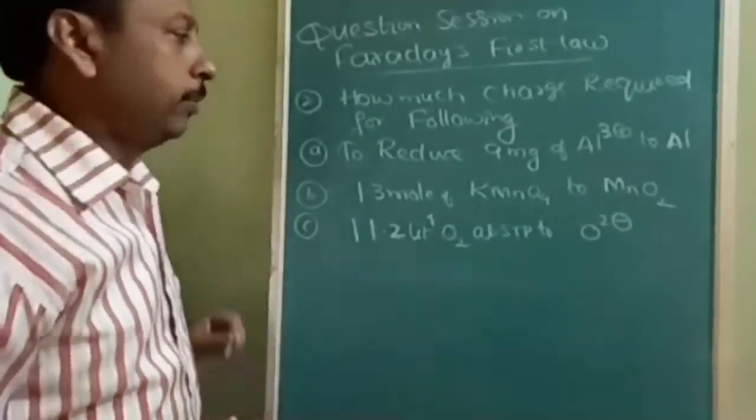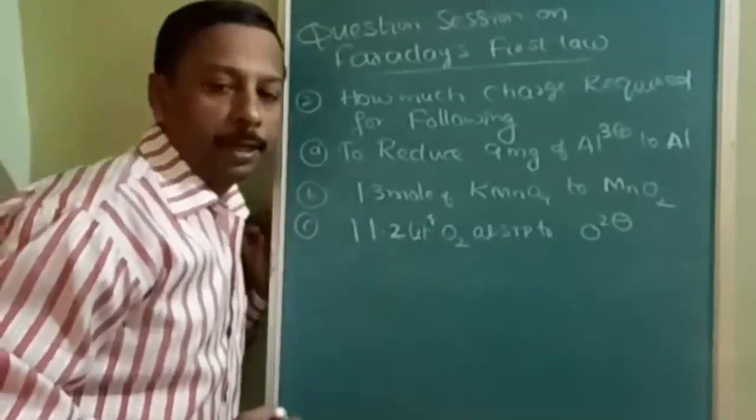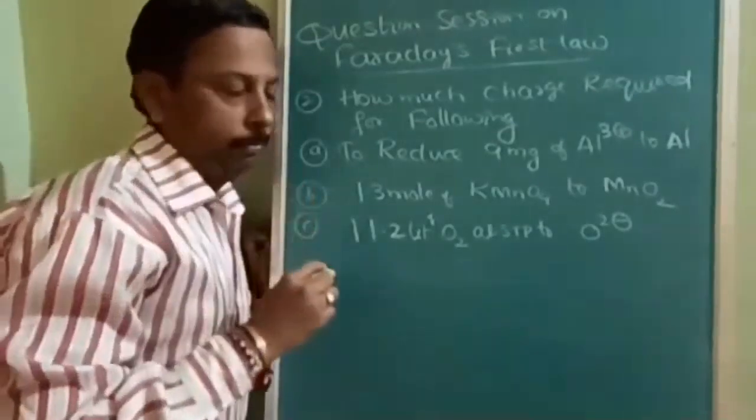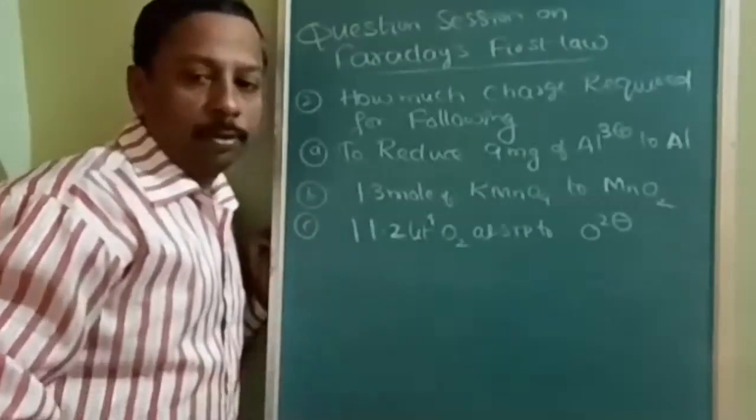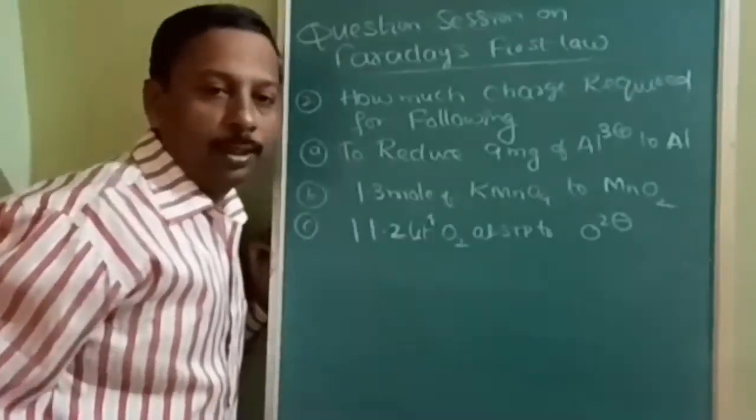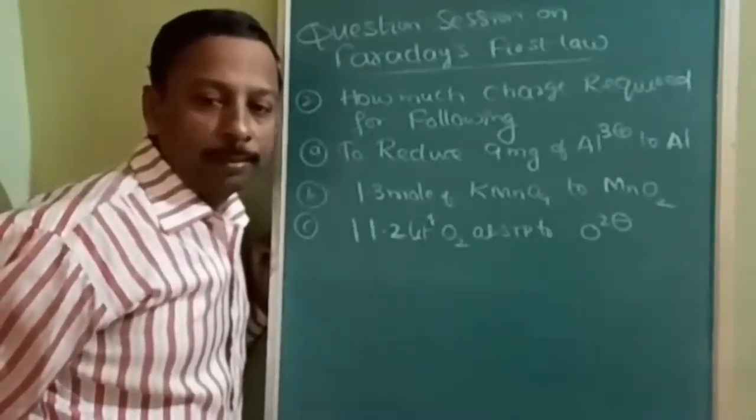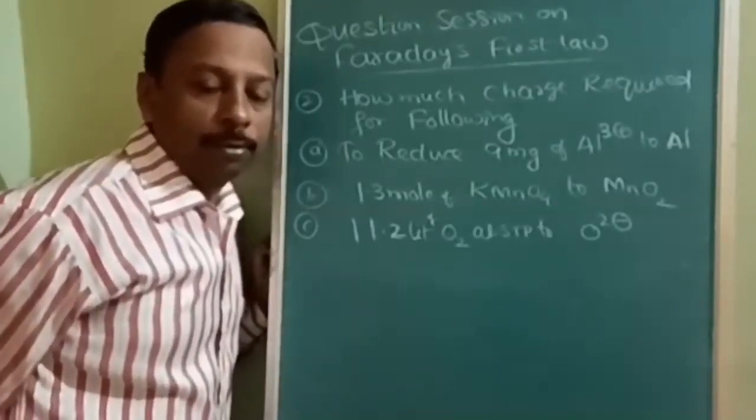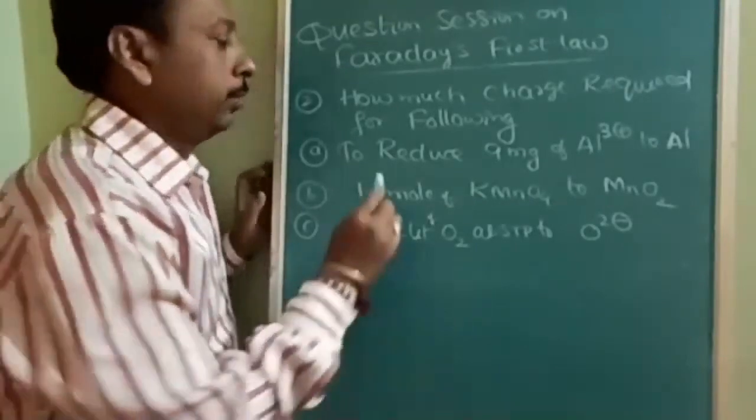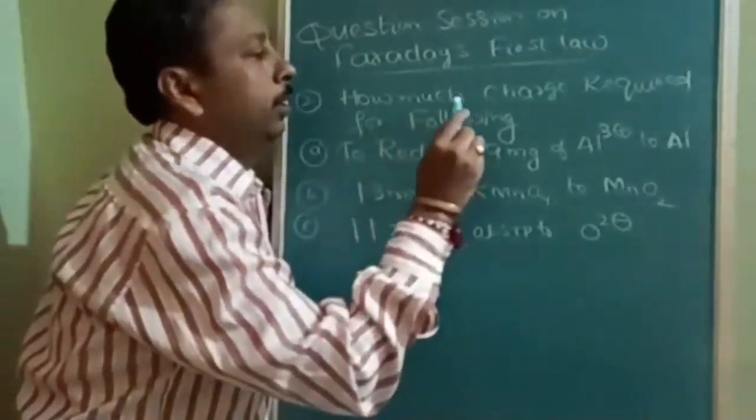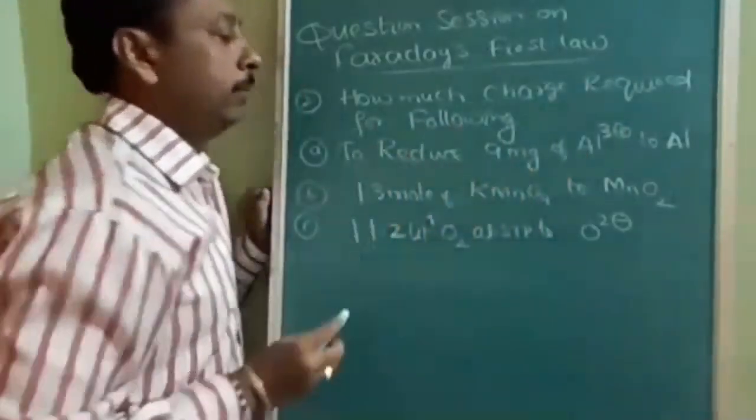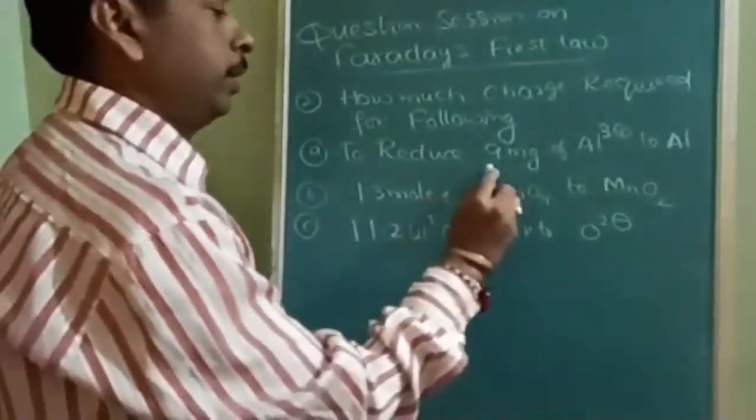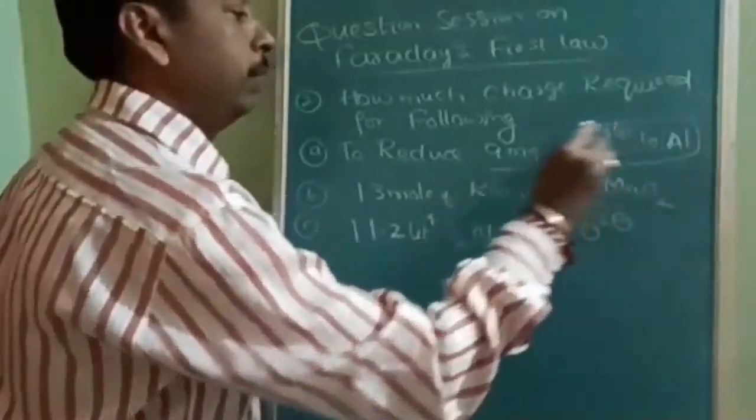See, these three questions are on three different patterns. These are all more than one correct also, integer type also, multi-matching also. Okay. So you can consider them as 4 questions. Okay. So how much charge is required for the following? Okay. First one is 9 milligrams of aluminium.